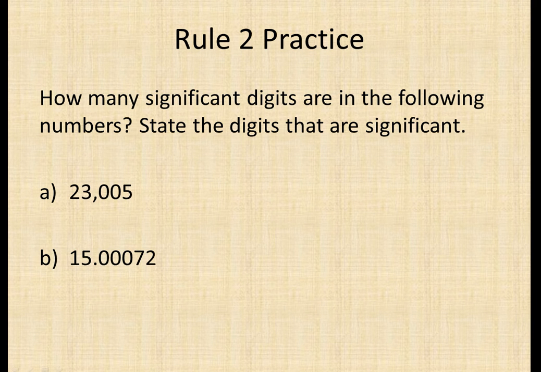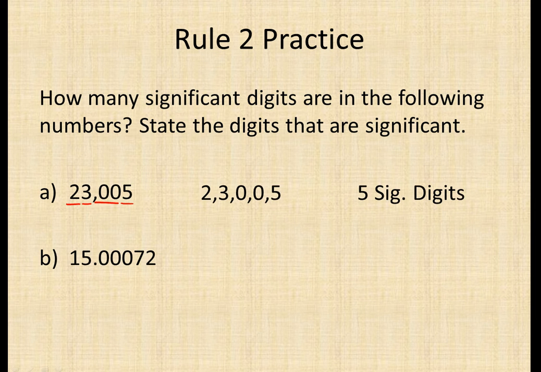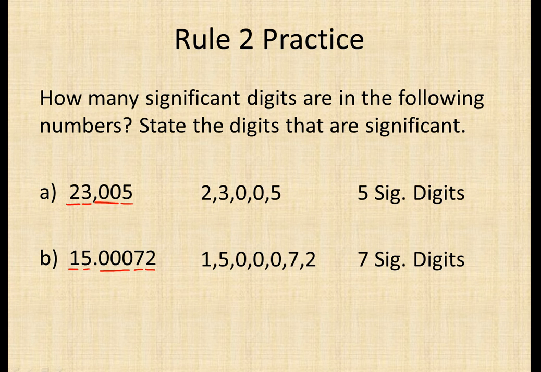Alright, now that you've had a chance to try those, we're going to take a look. We have 2, 3, and 5, which are all significant because of that first rule. And then because of the second rule, where the zeros in between two non-zero digits are significant, we have a total of 5 significant digits, and they are 2, 3, 0, 0, and 5. In the second example, we have 1, 5, 7, and 2. Those are all non-zeros. And then we have these 3 zeros in between two non-zero digits. So we have 1, 5, 0, 0, 0, 7, 2, and we have 7 significant digits.